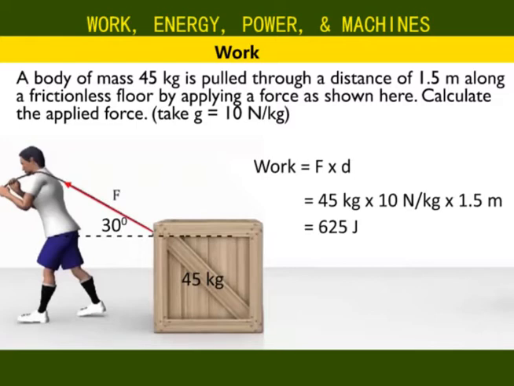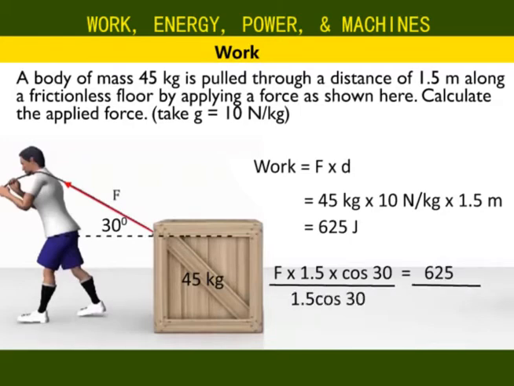This work is equal to Fd cos 30. So F times 1.5 times cos 30 is equal to 625. To get F, we divide both sides by 1.5 times cos 30. And we shall get the force.